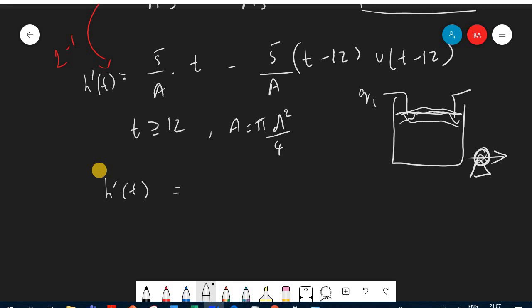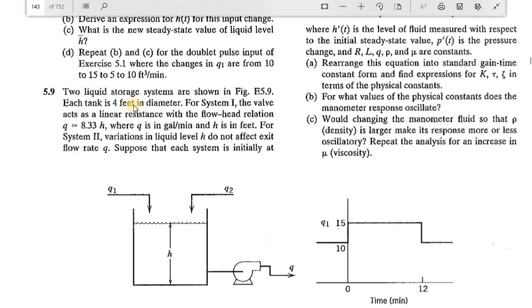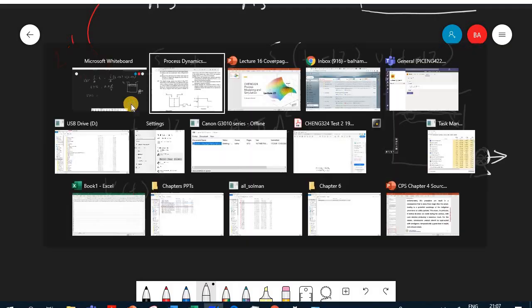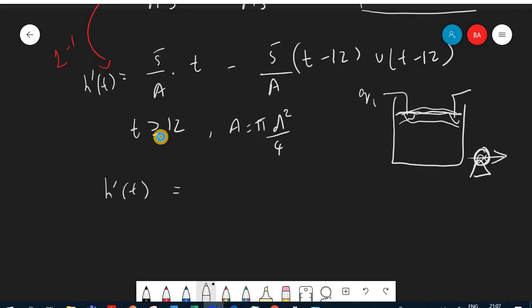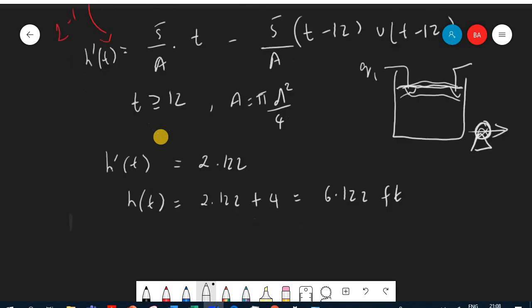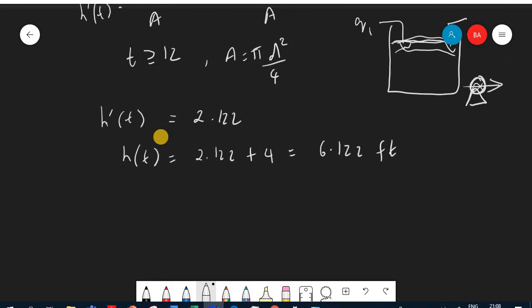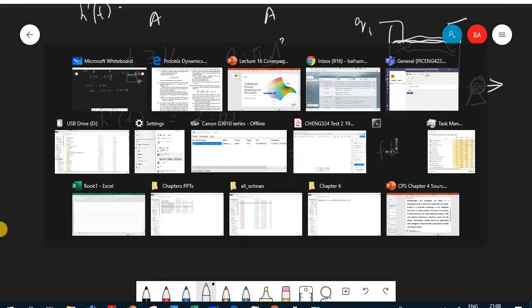is equal to, what was the initial height? I forgot actually. 4 feet. Yeah, it's also 4 feet. So this is equal to 2.122, and if I want to find h, that will be 2.122 plus 4, so it will be 6.122 feet. So that is the new steady state value that we have.